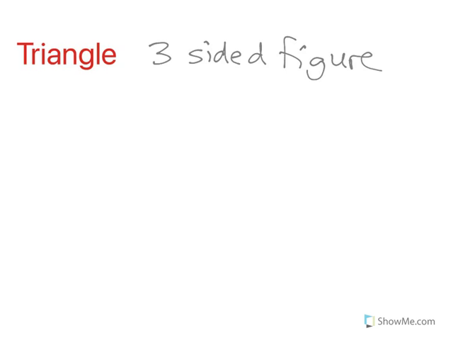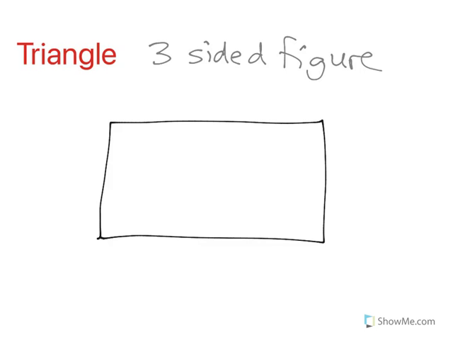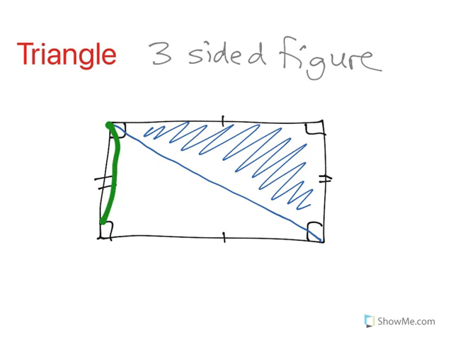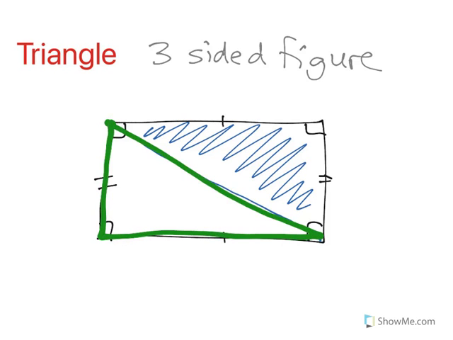If I start with a rectangle, we know a rectangle has 4 right angles, and opposite sides are the same. Great. Well, what happens if I cut that in half, so I have 2 equal pieces, so that the shaded region and the non-shaded region are the same? We now have a triangle.